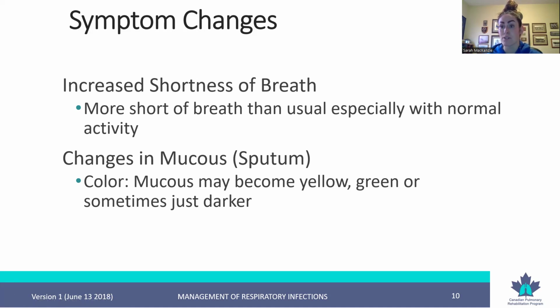The colors we're specifically watching for are yellow, green, or sometimes just darker. Primarily, this is what happens, but not always. So we're watching for a change from what's normal. Most people notice that yellow-green. The yellow-green color comes from an enzyme that's produced by bacteria called myeloperoxidase. That actually happens a few days before you start to feel sick. So if you notice that change right away, you have a window.